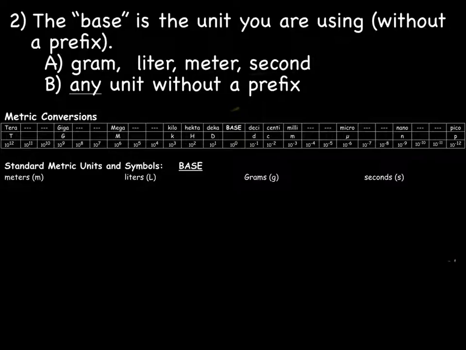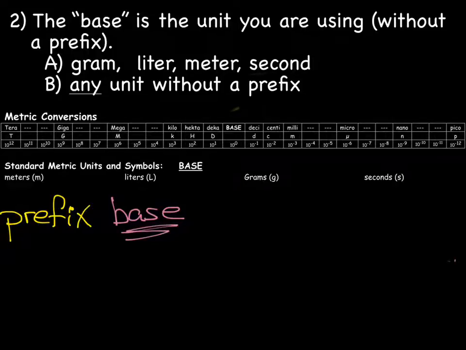All right, let's talk about how to use the metric conversion table before we actually get to conversions. Metric units come in two parts. The first part is a prefix, and the second part is a base. We will start our discussion with the base. The base is the unit you're using without a prefix. Examples in chemistry are gram, liter, meter, second, but truthfully, a base can be any unit without a prefix. So we could have pascals, we could have hours, we could have tons. Okay, it's any unit without a prefix.